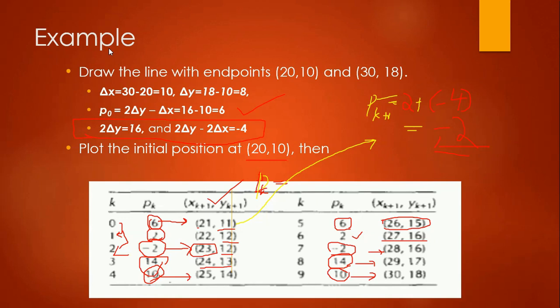Up to where are you going to do this? You do these steps up to delta x minus 1. What is delta x? Delta x is 10. 10 minus 1 is 9, so this is the 9th step, and we stop here. You got the point here. The end point is 30, 18, so we have reached the end point using this algorithm. Now let us see how to plot this on the screen.